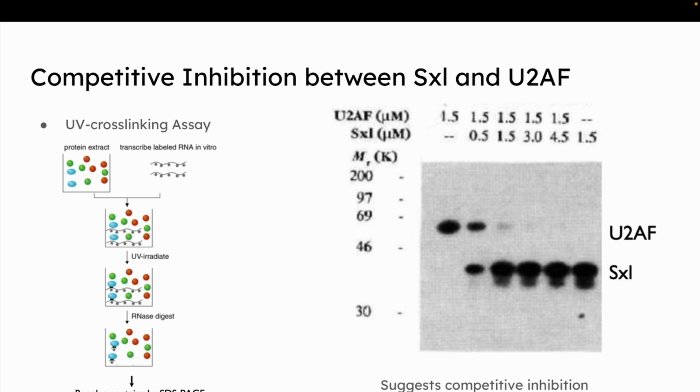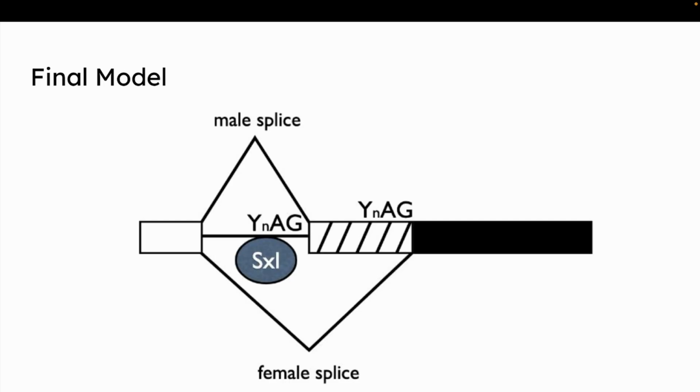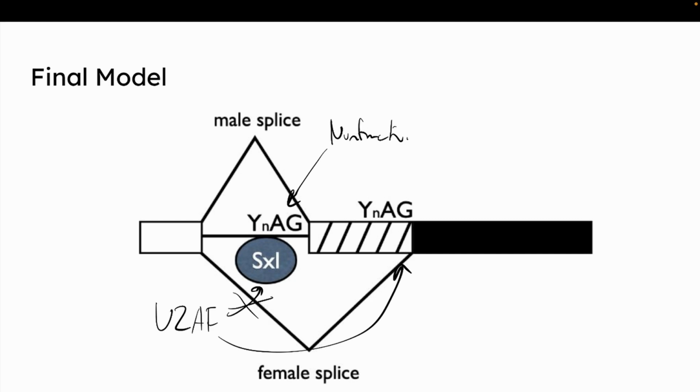So that's sort of our final model. We see that in the female splicing, Sex-lethal binds here, so that U2AF can't come here, and so it'll go here instead. Well, usually it still goes there anyway, but it'll go there instead, and then it'll make this splice cut that we see down here. Whereas in males, obviously our Sex-lethal can't bind there, because it's non-functional in males. We have non-functional Sex-lethal protein. If it was functional, then we would get this female splice.